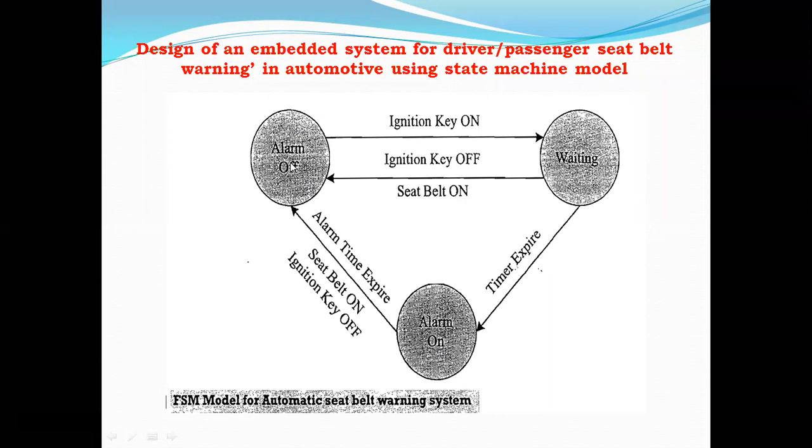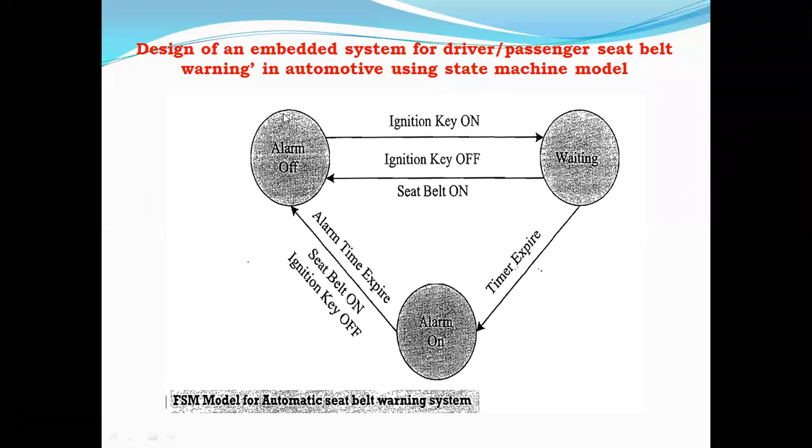So what is this alarm on? First, when you get inside the car, you turn the key on. That means when the ignition key is started, what happens? It will wait for 10 seconds, or a timer will be set there, either 10 seconds or 10 minutes. Depending upon that, if you don't wear the seat belt, it will give you an alarm, it will start beeping. It will show on the screen that the seat belt is not worn. Either the alarm can be there or the beeping, or it can be shown on the screen in the car.